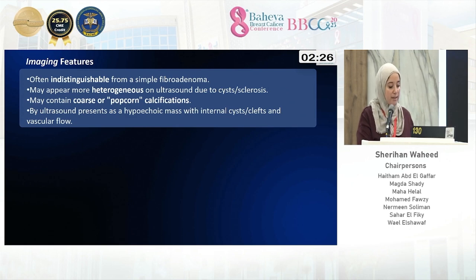On imaging features, often you can't really distinguish it from a simple fibroadenoma. They may appear more heterogeneous due to the cysts or the sclerosis. They may contain coarse or popcorn calcifications, and by ultrasound, they present as a hypoechoic mass with internal cysts and vascular flow.